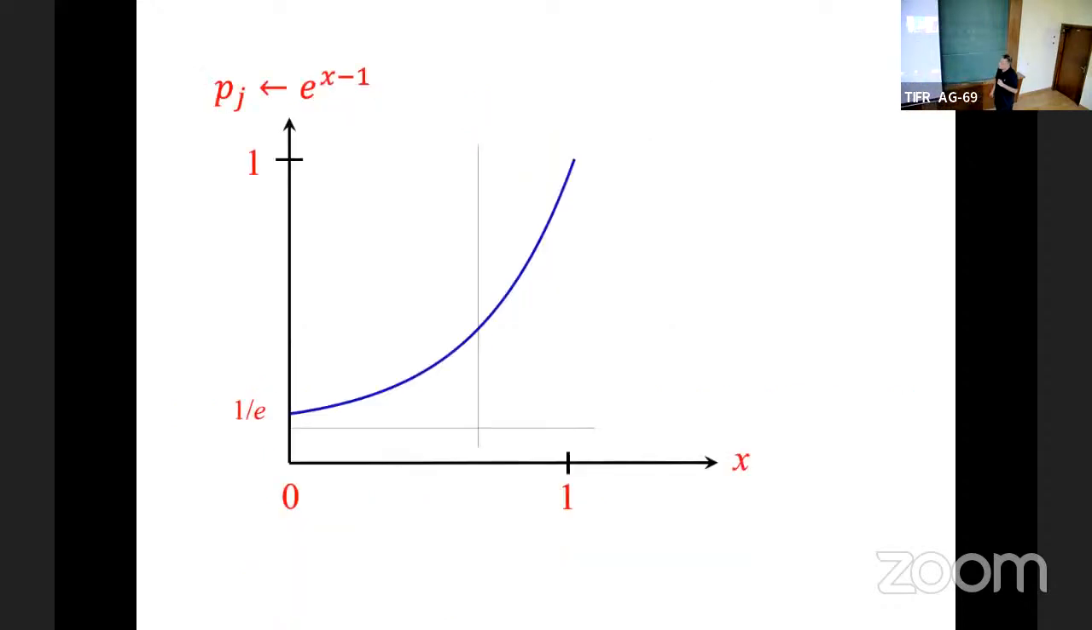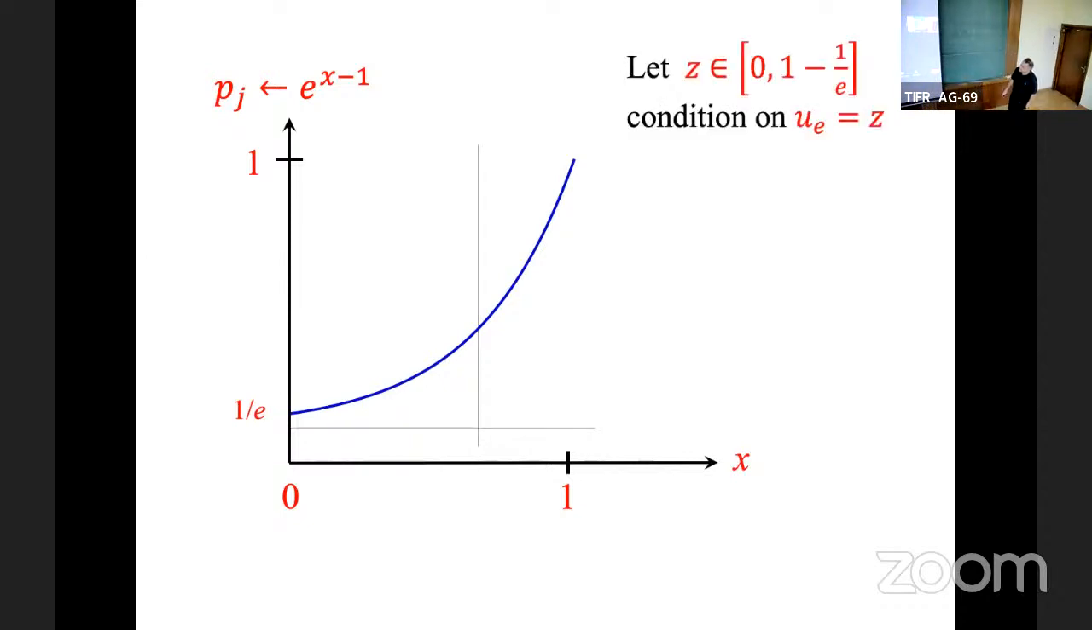So we are looking at this function, e to the x minus 1, and x is of course between 0 and 1. When we pick a random price, we pick an x at random from 0 to 1 and apply this function to x. That's how we get Pj in the first place. Okay, and now we want to say that no matter where UE lies, the sum of UE and RJ is large. So let's condition on UE being Z, where Z is in the correct range. The correct range happens to be 0 to 1 minus 1 over e.